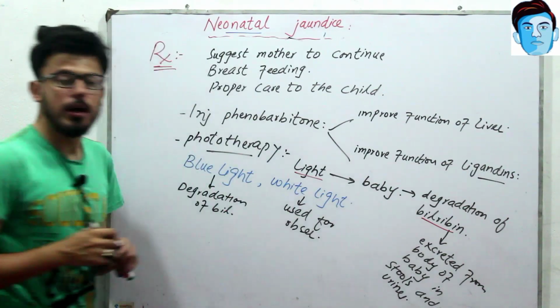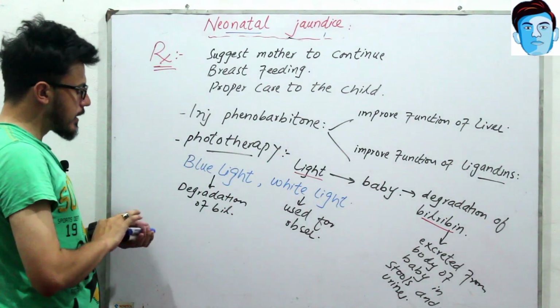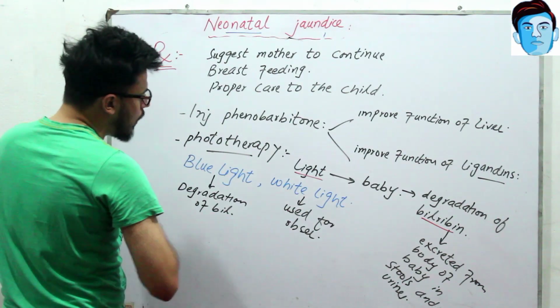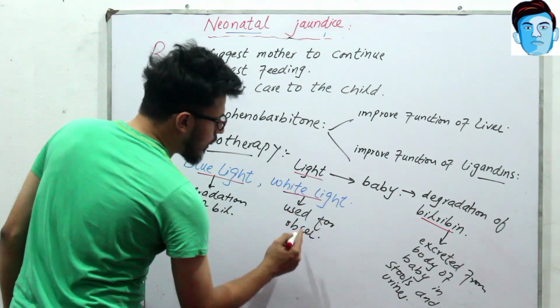So don't forget this point. In phototherapy, we use two sets of lights. The first is called blue light. And what is the major function of blue light? It is responsible for degradation of bilirubin. Secondly, we use white light, which is used for observations.